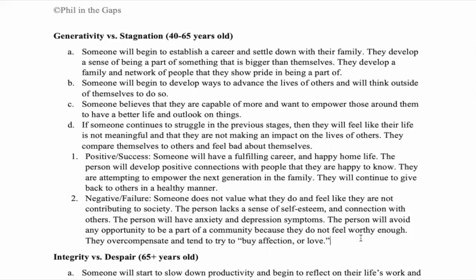So this is where someone believes that they are capable of more and wants to empower those around them to have a better life and outlook on things. And the age range here is going to be 40 to 65 years old, but this could be at any stage of the game. Somebody could be 26 years old and be in generativity versus stagnation, and somebody can be 80 years old and never reach generativity versus stagnation. So that's where, again, do not try to memorize the ages, but understand what these stages mean relative to what you can see inside of questions.